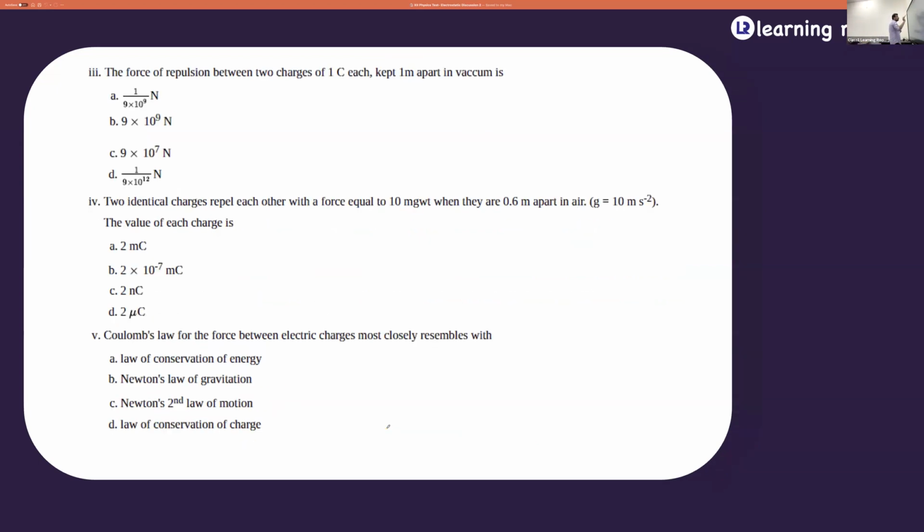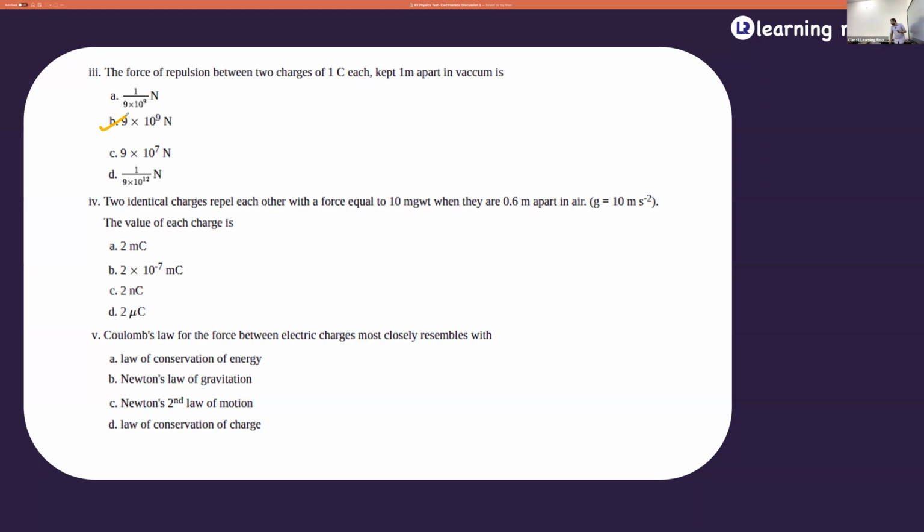What about the third one? The force of repulsion between two charges, 1 coulomb each, kept 1 meter apart in vacuum. So what is the answer for this? 9 into 10 power 9. So that's given right only, no? Third one is B, correct. Two identical charges repel each other with a force equal to 10 milligram weight when they are 0.6 meter apart in air. The value of charges. What is the answer for this? The answer is given as 2 microcoulomb.